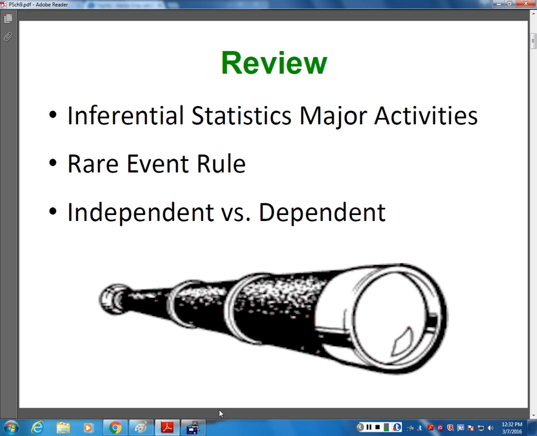Also recall the rare event rule. It's the theoretical basis for hypothesis testing. We make an assumption, and if the probability of an observed event under that assumption is rare or extremely small, then we can reject our assumption. Also note the difference in independent versus dependent samples. More on that as we go.